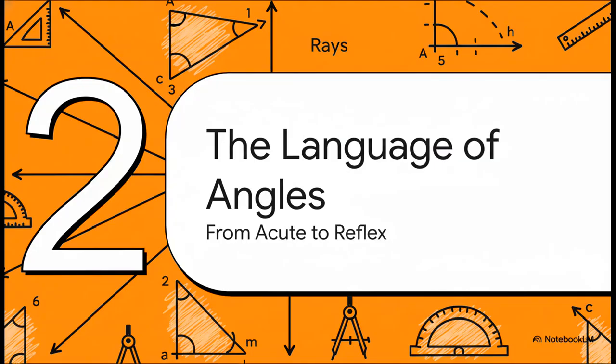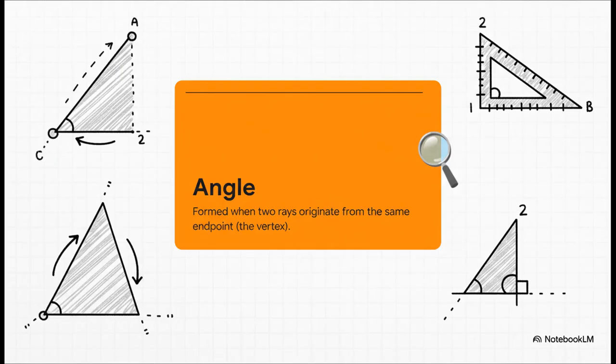Okay, so we've got our lines and rays down. Now let's talk about what happens when they actually meet. And that, my friends, is where the whole world of angles opens up. An angle sounds complicated, but it's really not. It's just the space or the amount of turn between two rays that start from the exact same point. And that starting point, we just call it the vertex.